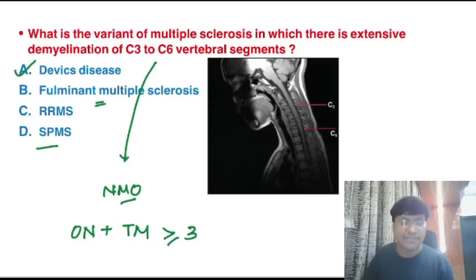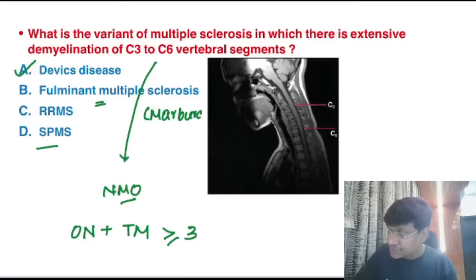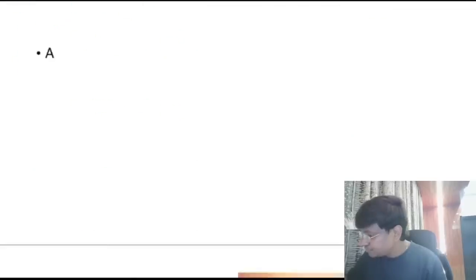Then what about fulminant multiple sclerosis? Another name for this is Marburg disease. In fulminant or Marburg disease, there is rapidly progressive and fatal multiple sclerosis, which is associated with severe axonal damage, inflammation, and necrosis of the axons. Now, RRMS and SPMS, I have a few more questions to discuss on multiple sclerosis. There I'll show you these images. Okay, right. Now we'll move on to the next.